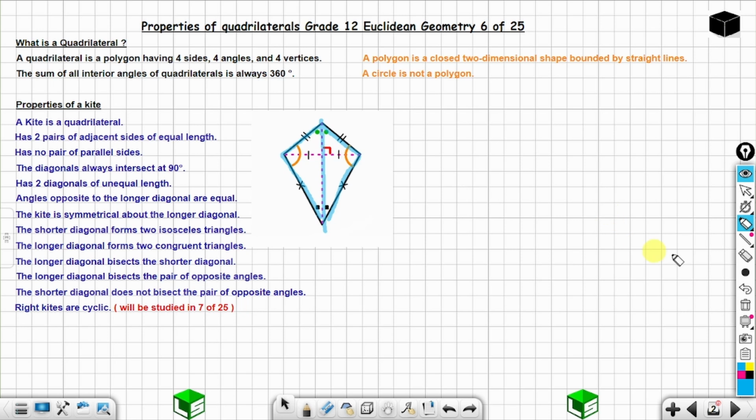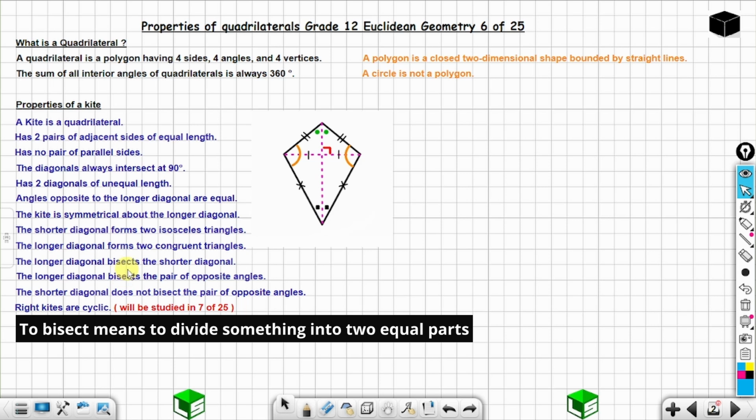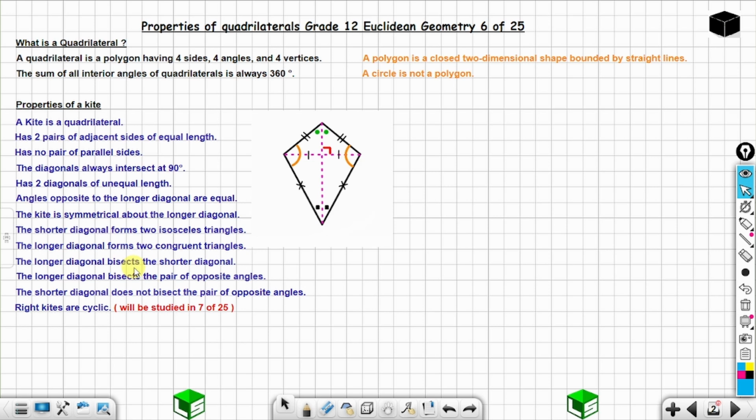Okay, let's carry on. The longer diagonal bisects the shorter diagonal. To bisect means to divide into two equal parts.